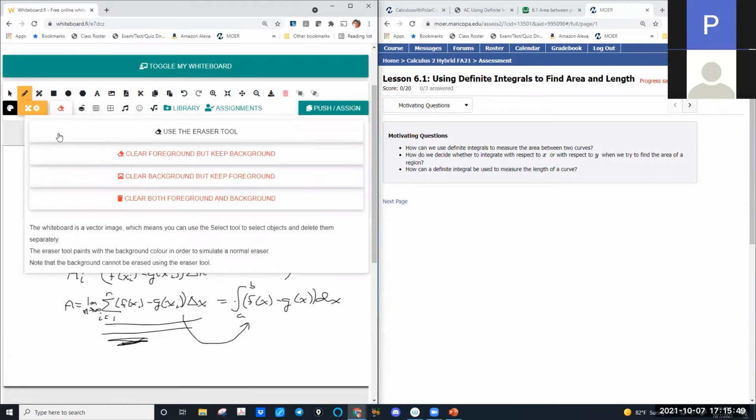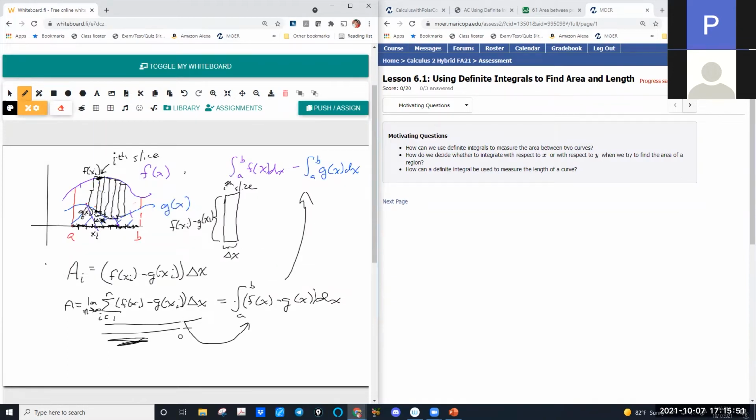Okay, let's do an example. And like I said, now that we know how to do this, when you're doing area between two curves, you won't need to do slicing. We're going to see how we can simplify this for area between two curves.